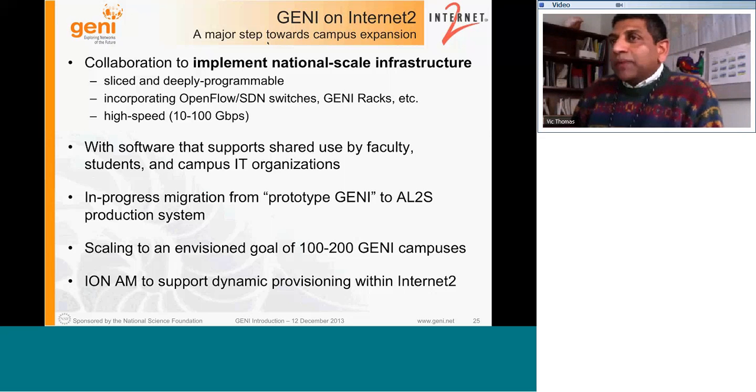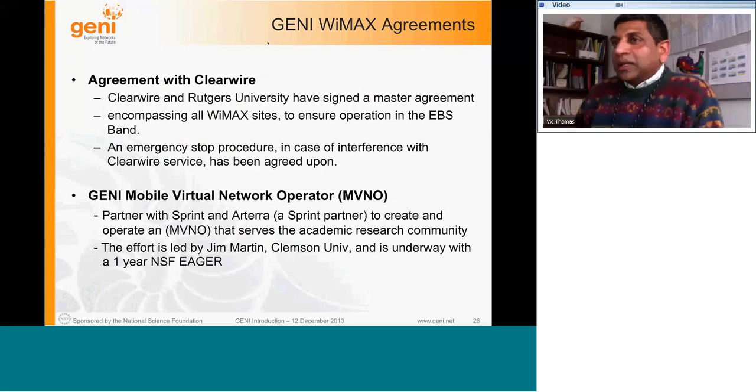In terms of WiMAX, we have an agreement with Clearwire, which provides 4G services over WiMAX. They allow GENI experimenters to use a frequency that Clearwire owns. They do have a procedure in case an experimenter interferes with their commercial service. So that's something that we have.